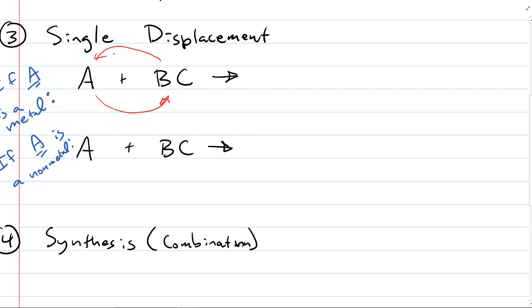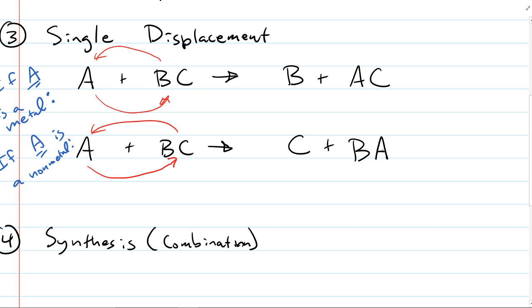If A and B trade places, help me out now, the products we'd write would be B plus AC. And remember, because the properties are commutative, we could also write AC plus B. It'd be the same thing. What do you suppose A would trade places with if A is a nonmetal? A and C would trade places. Good. If these trade places, then the products would be C plus BA. Good.